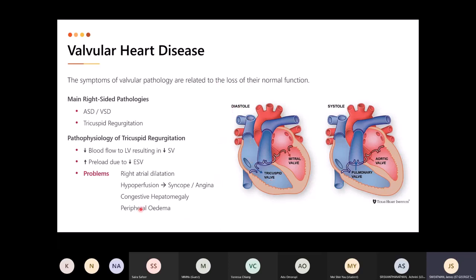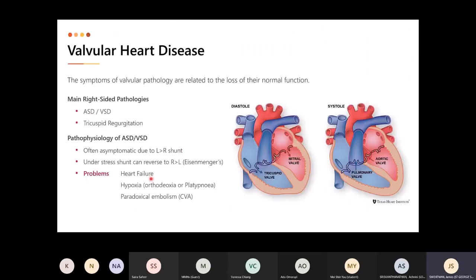So you can get congestive hepatomegaly, which once you feel it is something that you'll never forget, and peripheral edema. So congestive hepatomegaly is hepatomegaly that has a heartbeat. So when you feel the liver, you can feel systole going through the liver because all that pressure is going through the liver and it's pulsatile.